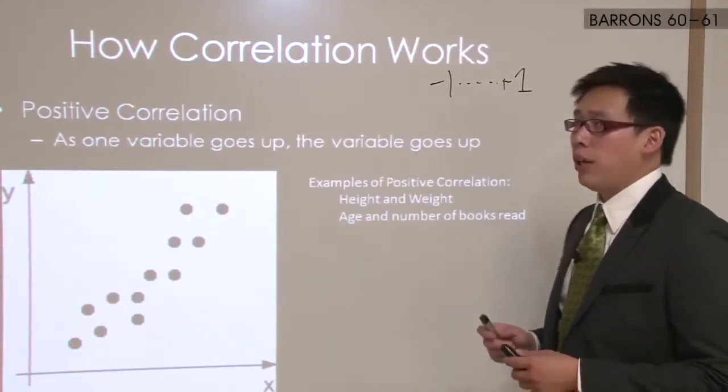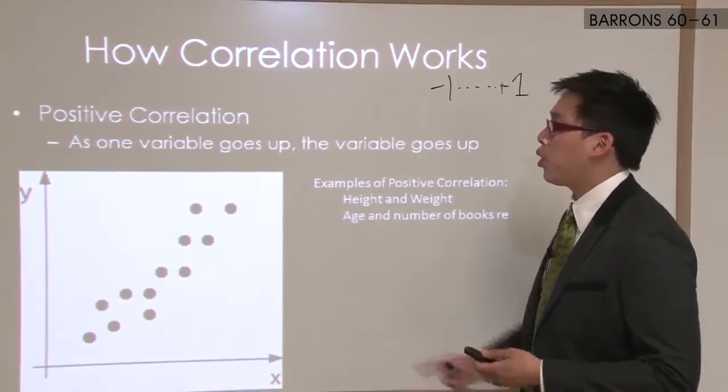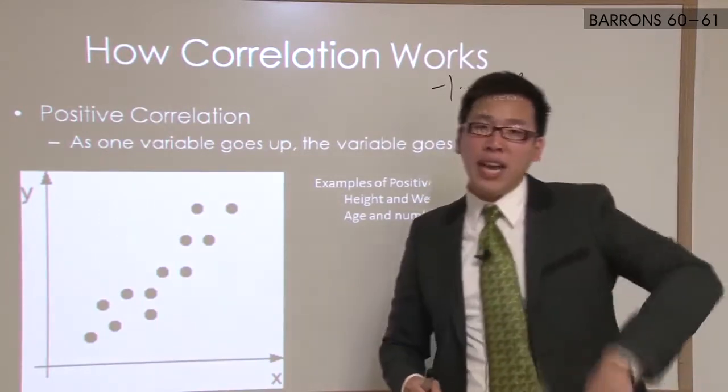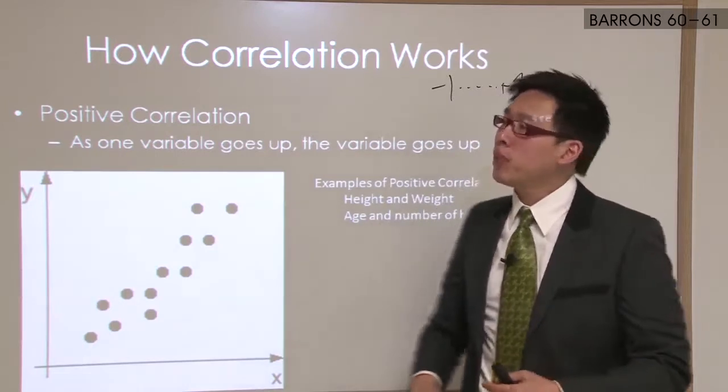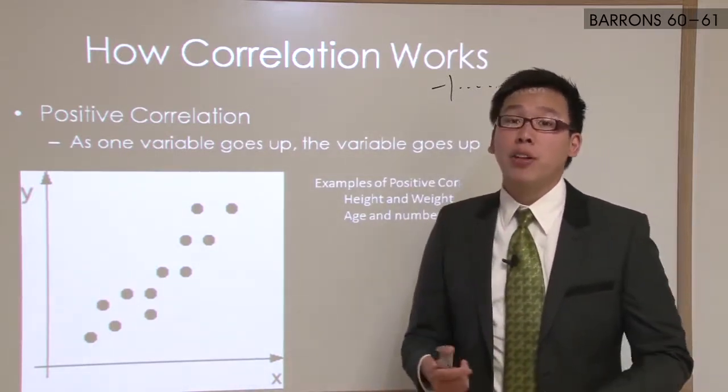When there's a positive correlation, it means that these two variables are positively related. When one variable goes up, the other variable also goes up, right? They go together. When one variable goes down, the other variable also goes down. The example I gave you is height and weight. Usually the taller you are, the heavier you weigh.